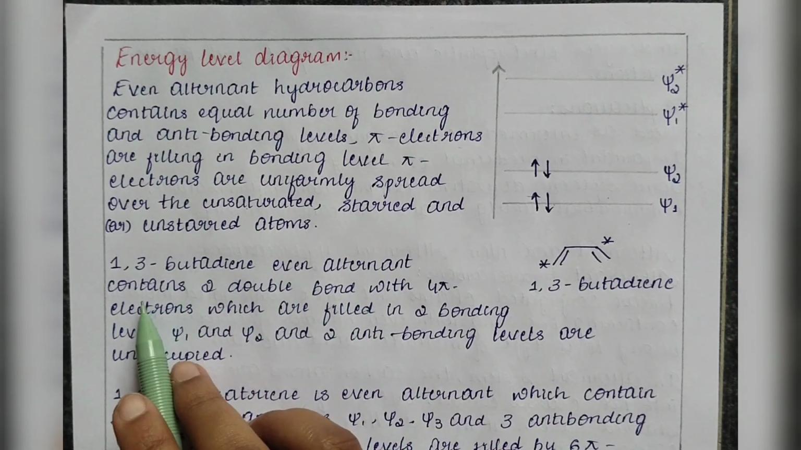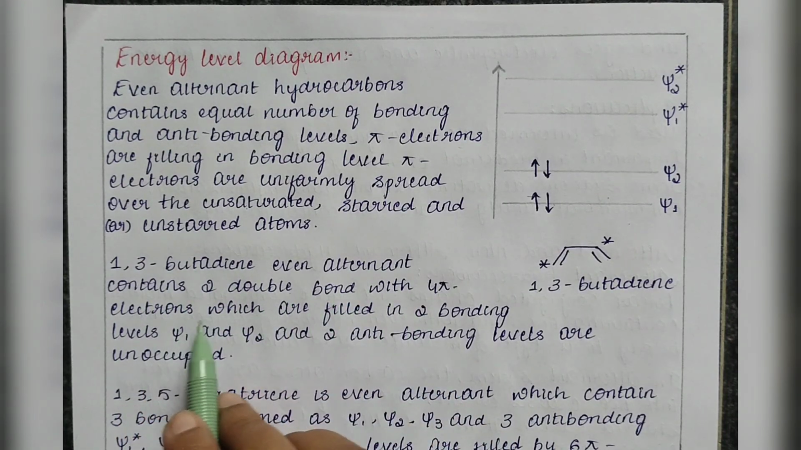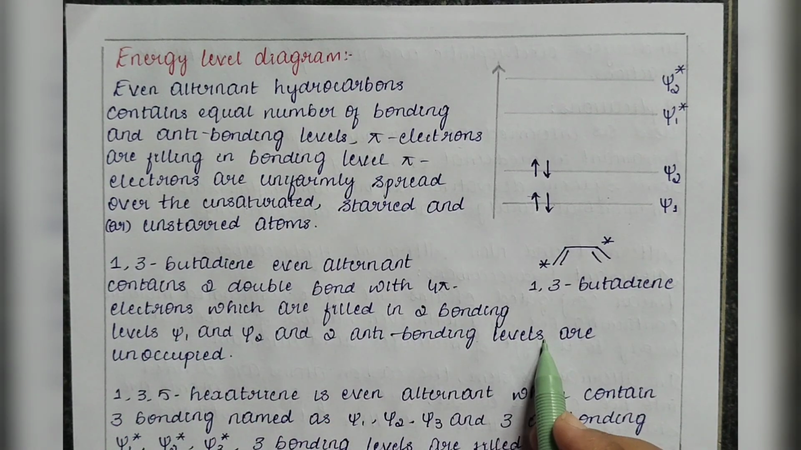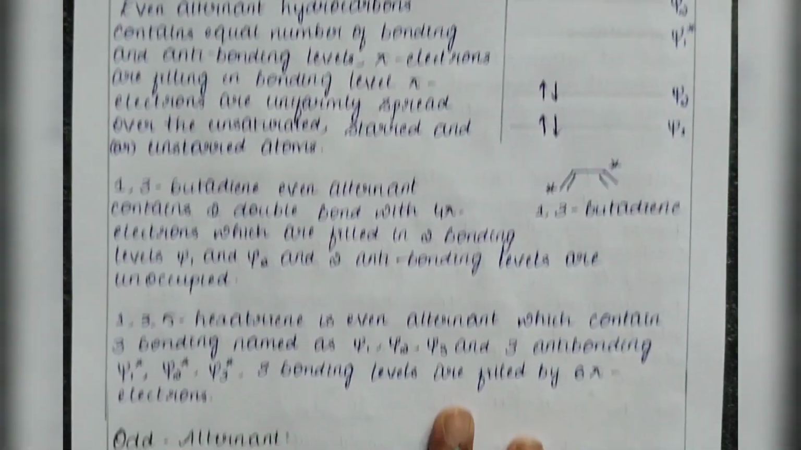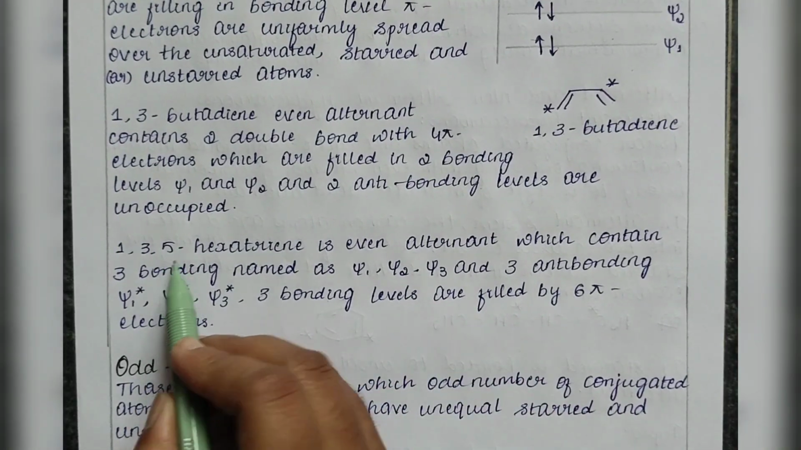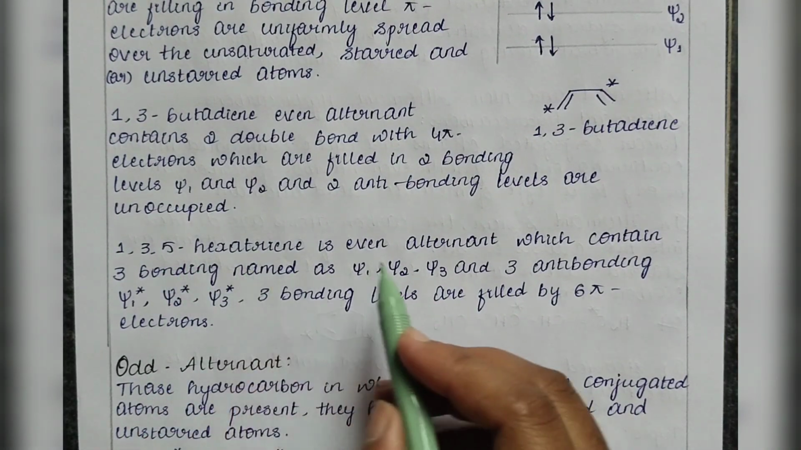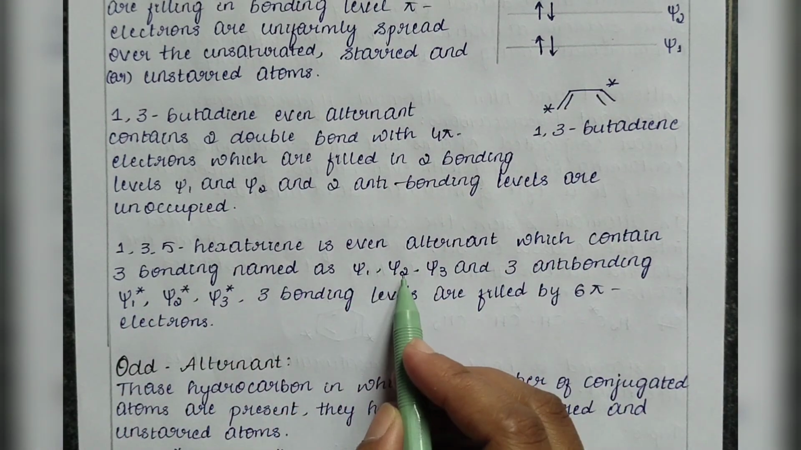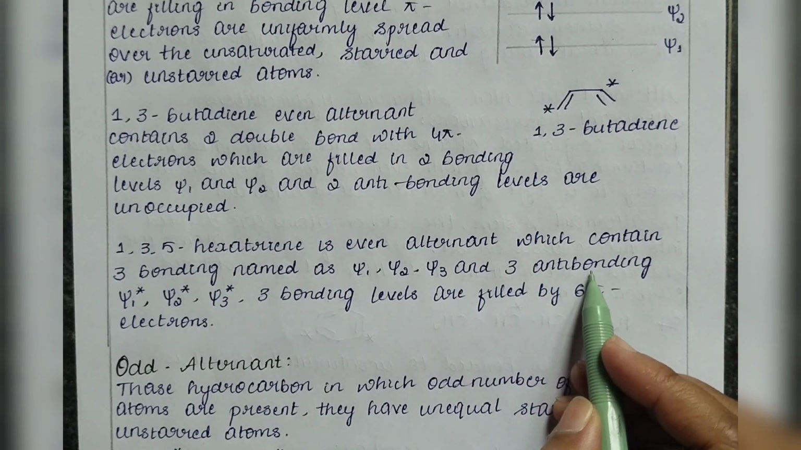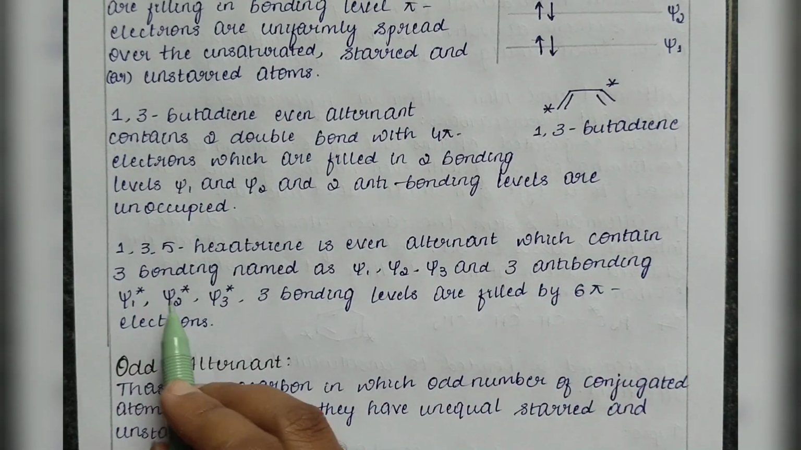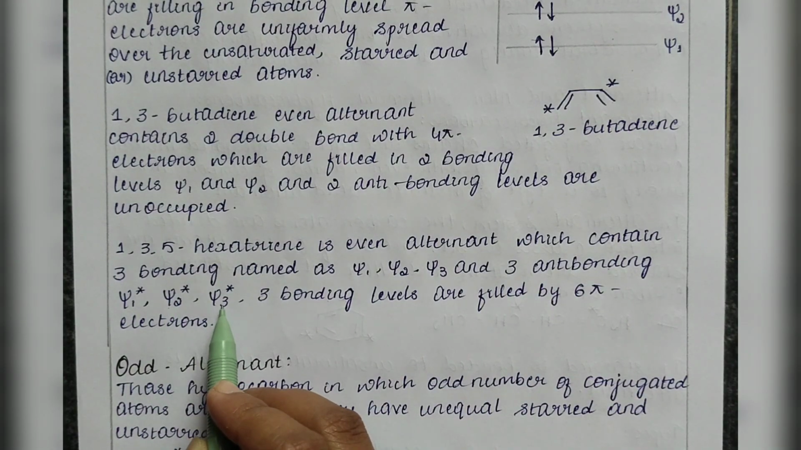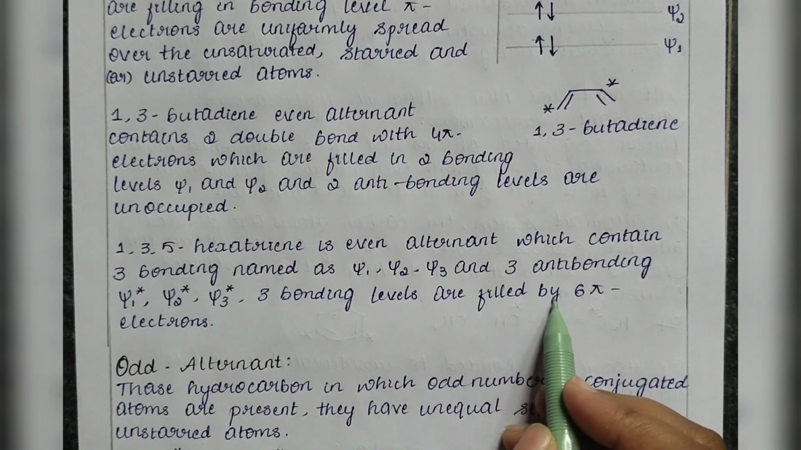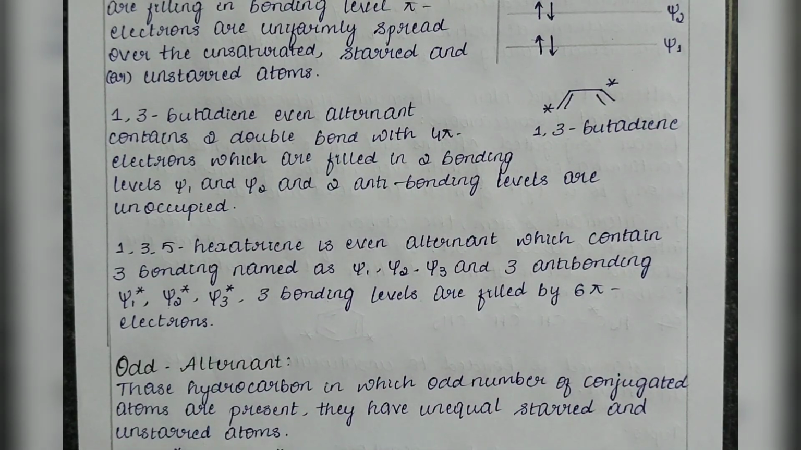1,3-butadiene, an even alternate hydrocarbon, contains 2 double bonds with 4 pi electrons which are filled in the 2 bonding levels, that is Xi1 and Xi2, and 2 anti-bonding levels are unoccupied. And also 1,3,5-hexatriene is an even alternate which contains 3 bonding levels named Xi1, Xi2 and Xi3, and 3 anti-bonding levels, Xi1 star, Xi2 star and Xi3 star. Here 3 bonding levels are filled by the 6 electrons.